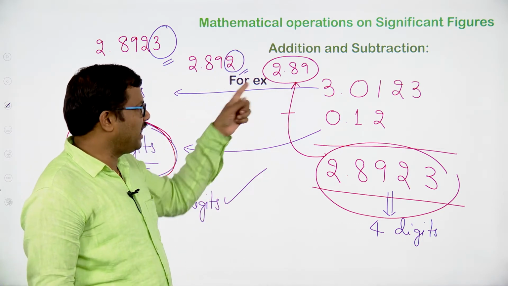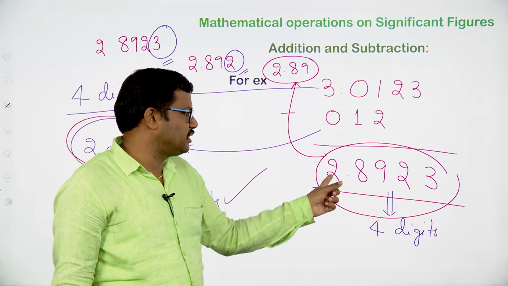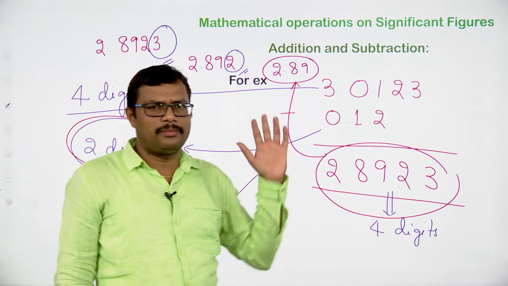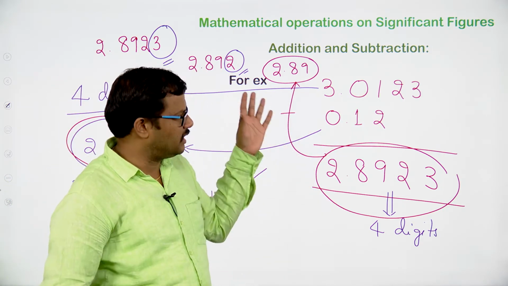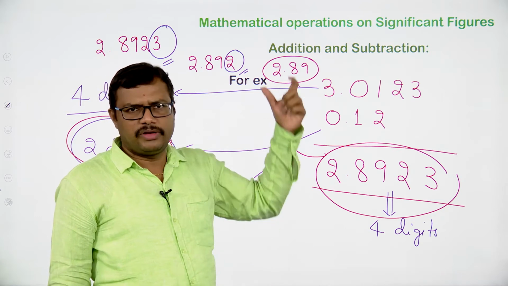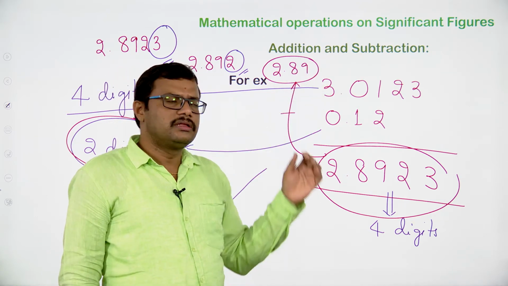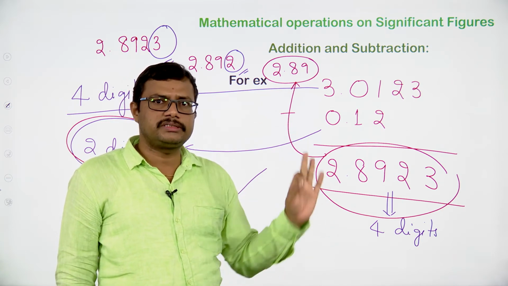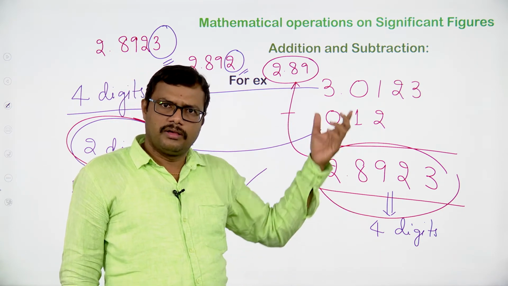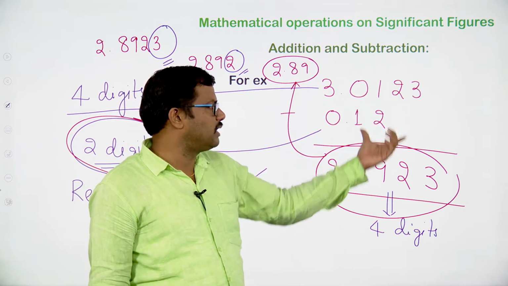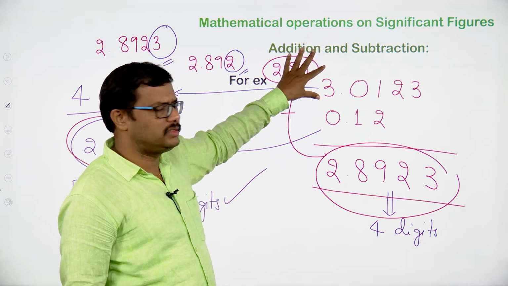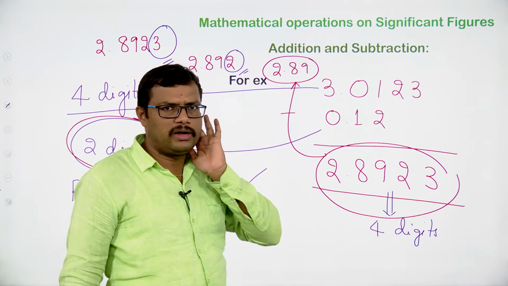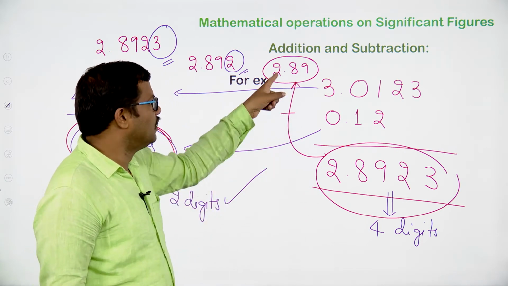Why am I changing 2.8923 into 2.89? Whenever we carry out mathematical operations on significant figures, when we go for addition and subtraction, the result must contain the least number of digits after the decimal point. It should not be more than the numbers that I have taken. The first number has 4 digits, the second number has 2 digits. So you should have only 2 digits after the decimal point in the result. Therefore the result becomes 2.89.